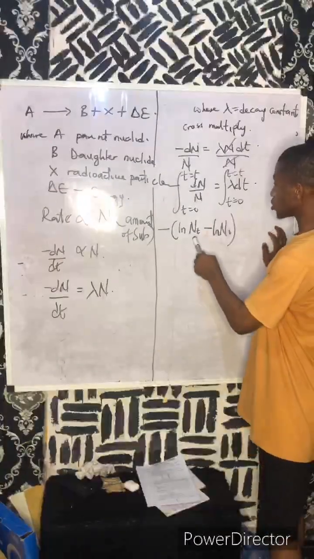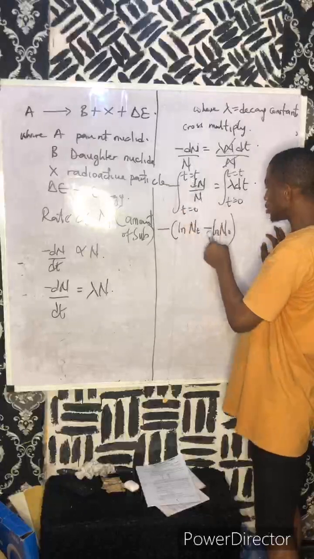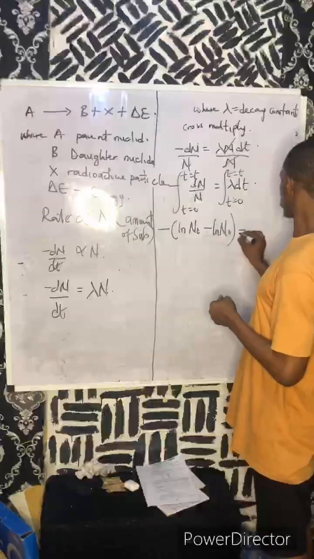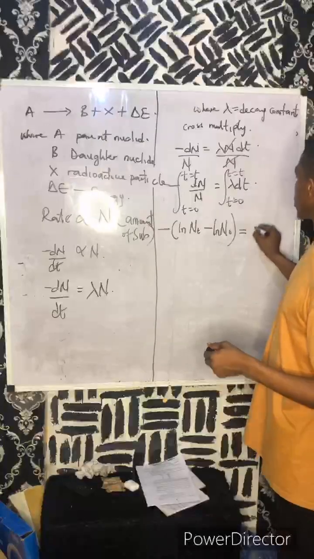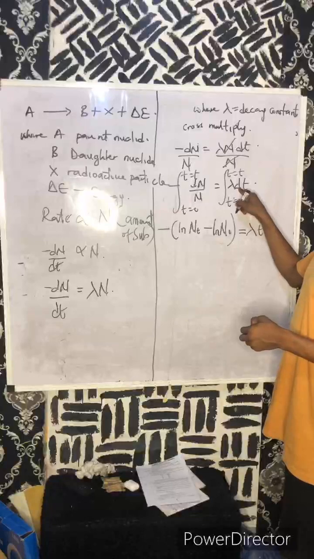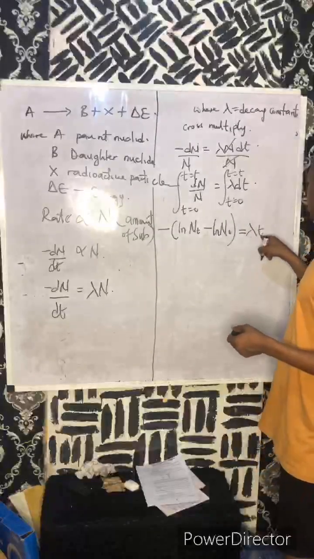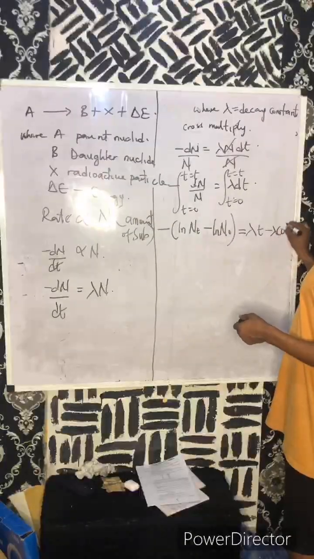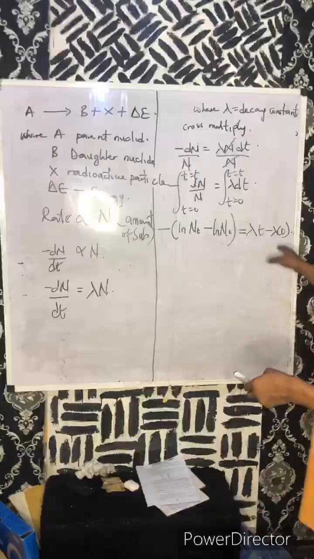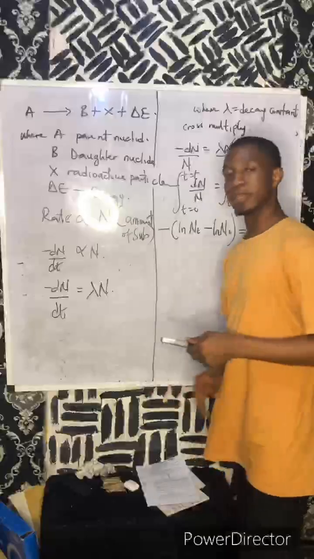So the first one is for t equals t. The second one is for t equals 0. Here too we have the same thing: we have lambda t because there's dt here. When you integrate dt, you get t, so lambda t minus lambda 0. So this is what you now get. Are you with me? This is what you now get. So coming back here.